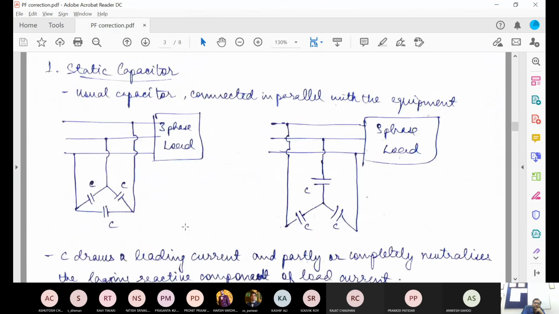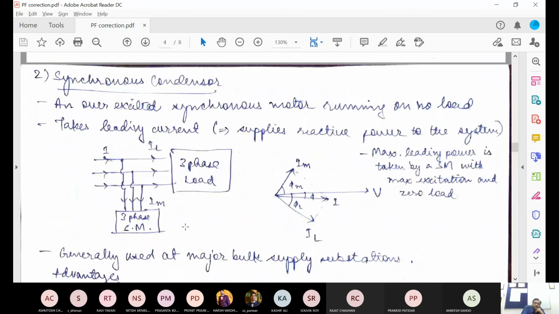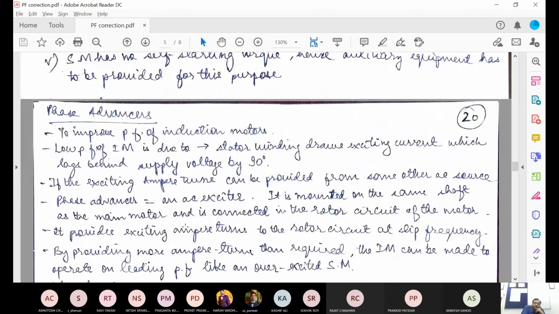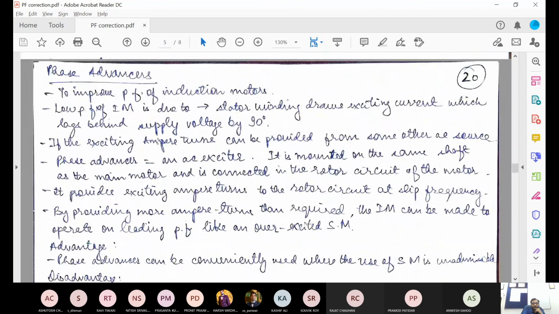So that's why this phase advancer is specifically dedicated to improving the power factor of the induction motor. So in the induction motor, what happens? What is the reason? As it says here, the low power factor of the induction motor is due to the stator winding drawing the exciting current, which lags behind the supply voltage by 90 degrees.